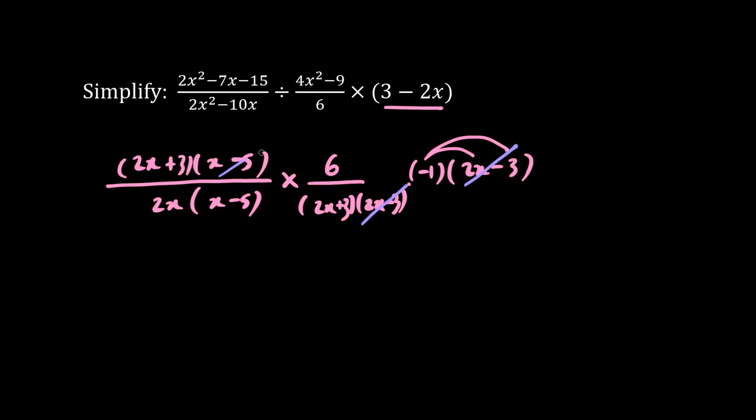We also have x minus 5 canceling, and so does 2x plus 3 diagonally. What's remaining? We have negative 1 times 6 is negative 6 on top, and we have 2x on the bottom here. This simplifies to be negative 3 over x.